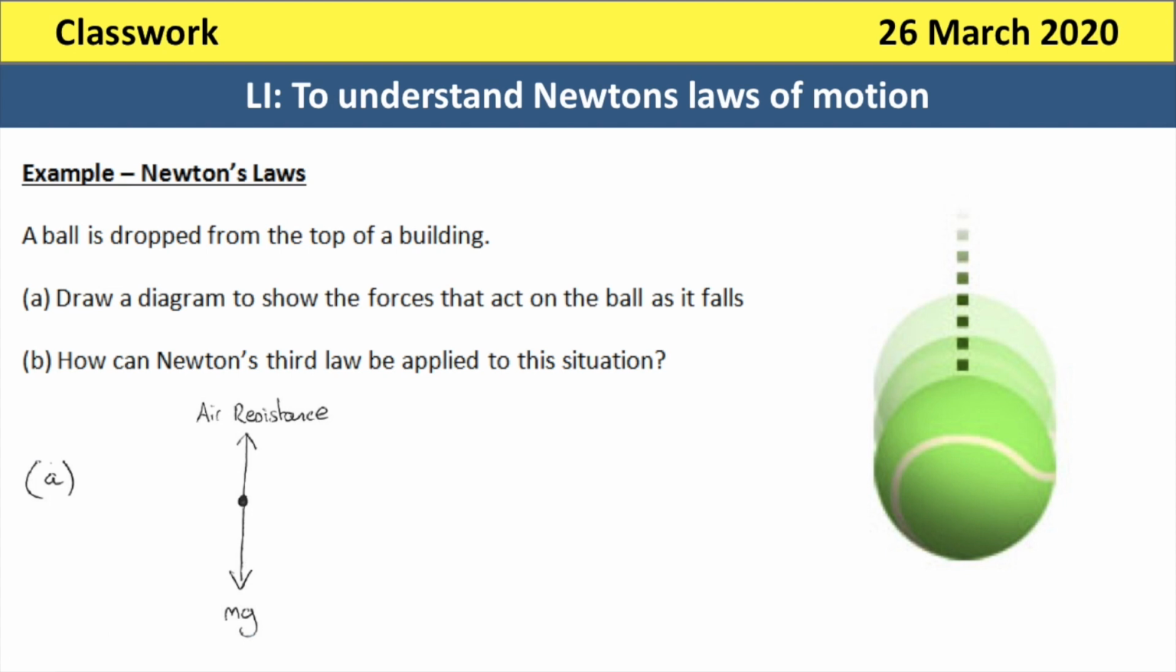Obviously, if we were at a point where the ball was accelerating, then the weight would have to be bigger than the air resistance, and if we were at a point where we had reached terminal velocity, then the weight and the air resistance would have to be drawn to the same length.